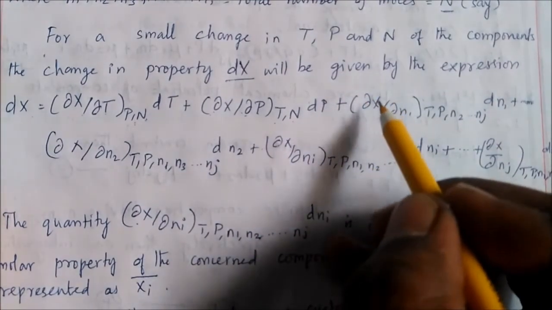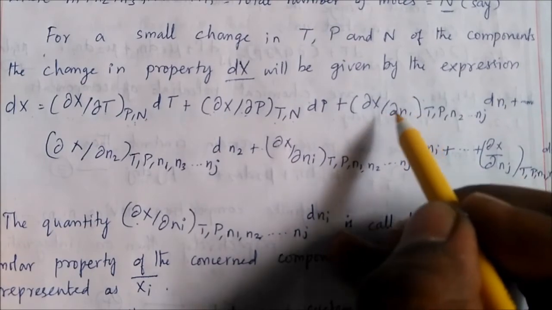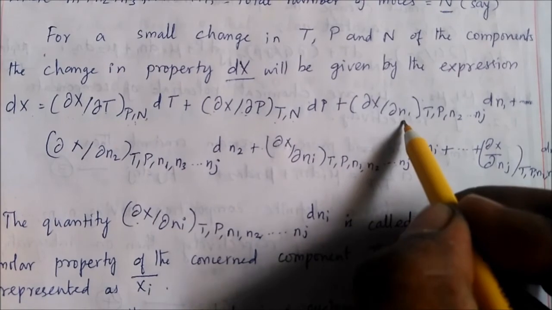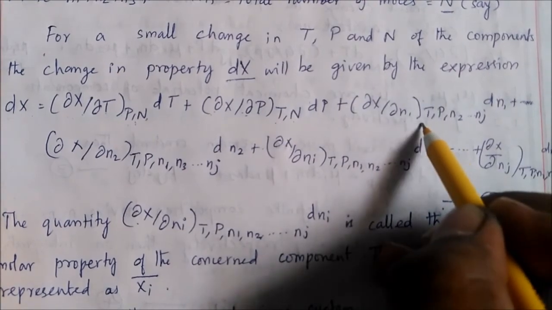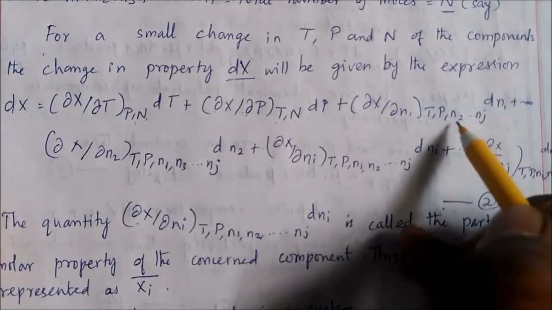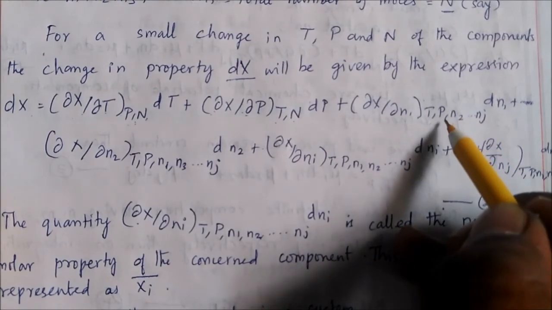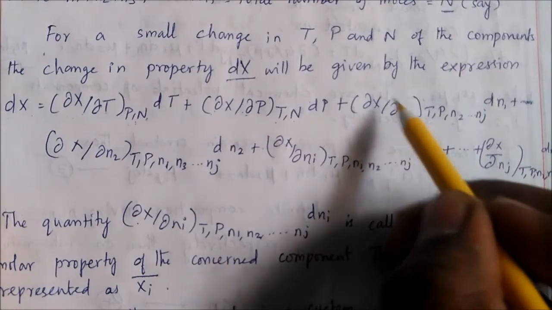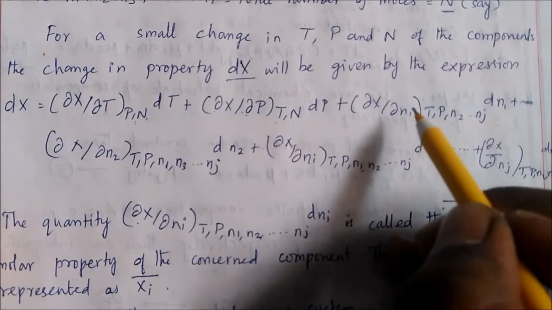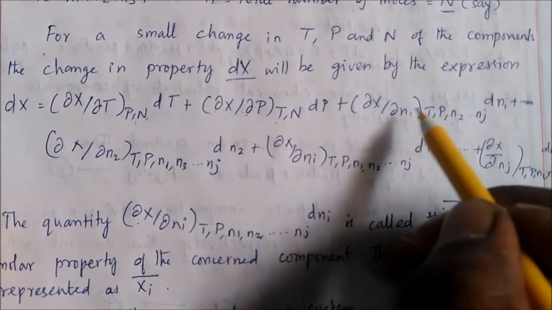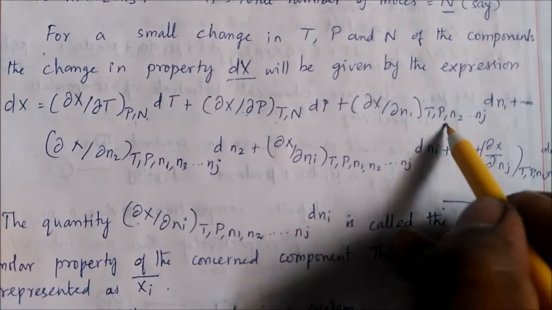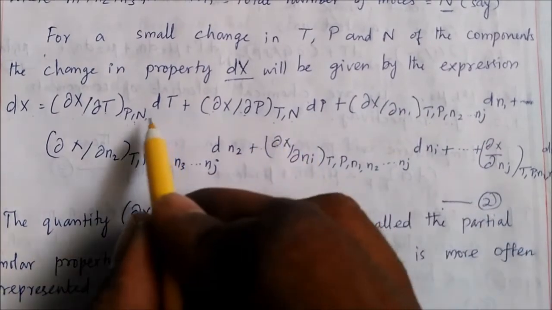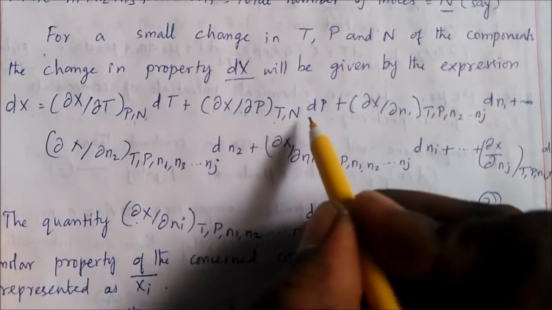the partial differentiation of x with respect to the number of moles of the first chemical, dou n1, at constant temperature, pressure and n2, because n1 should not be here since it is changing. dou n1, difference in n1. n1 is changing, so n1 cannot be a constant here. So what are all the variables we are indicating here should be a constant one.